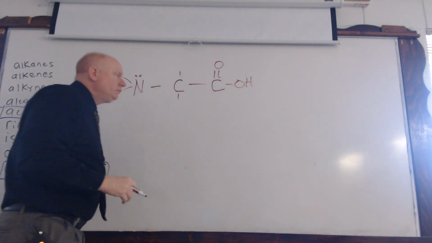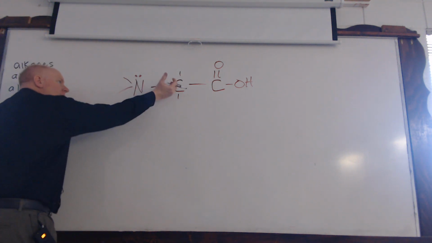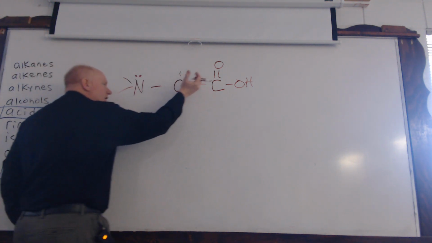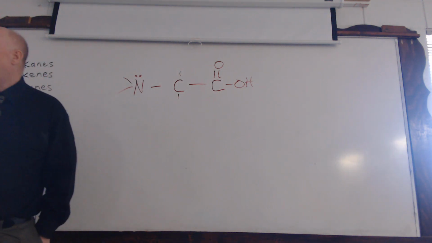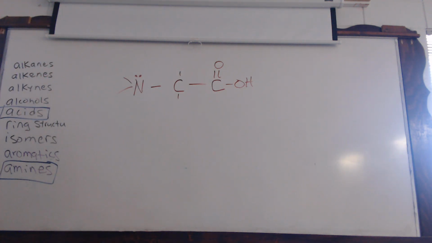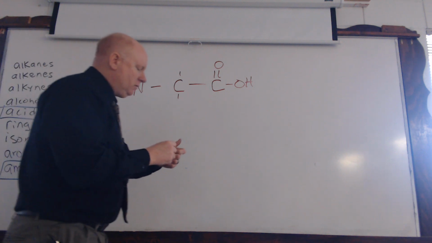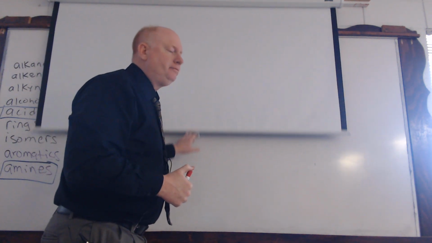Okay. So on this side of the carbon, you have the amino side. On this side of the carbon, you have the acid side, hence the term amino acid. And this is the simplest amino acid. Did anyone write that down? Glycine. That's right. Okay, so moving forward.